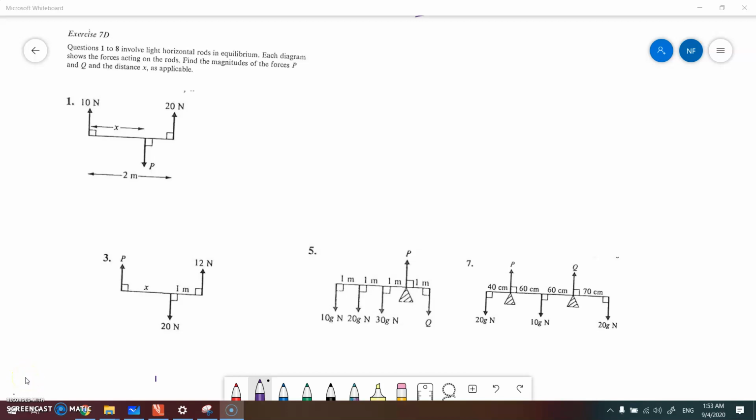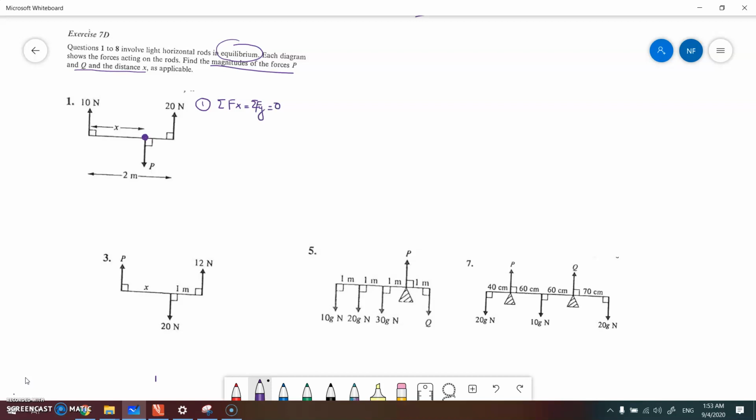Okay, for example 7D, the question is to find the magnitude of the forces P, Q, and also X. As I mentioned before, the question doesn't ask you to find the moment at any particular point, so you can use any point to find it. Find P or Q or X. Let's say this is in equilibrium, so it is in static mode. The first one, you know that Fx and Fy are equal to 0.